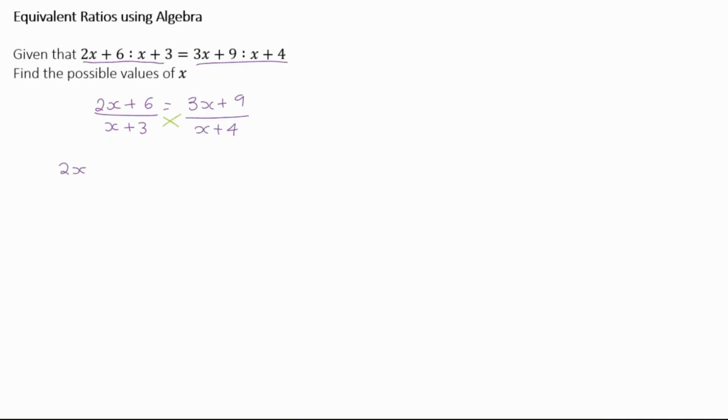So now we have 2x plus 6 multiplied by x plus 4 is equal to 3x plus 9 multiplied by x plus 3. If we now expand the brackets, we will have 2x squared plus 8x plus 6x plus 24 is equal to 3x squared plus 9x plus 9x plus 27.